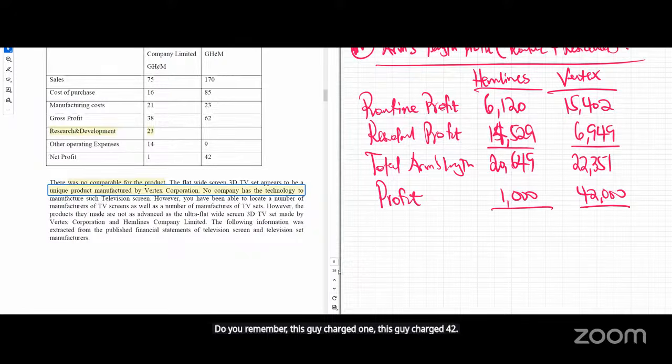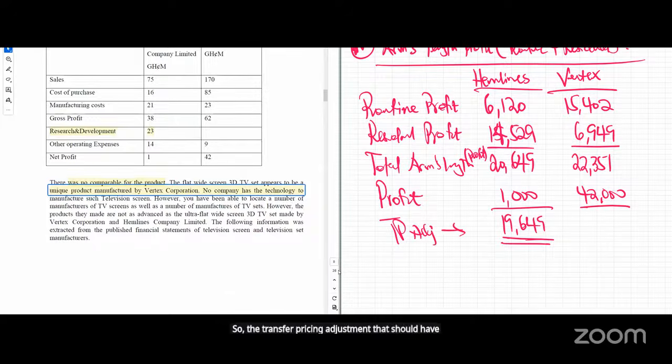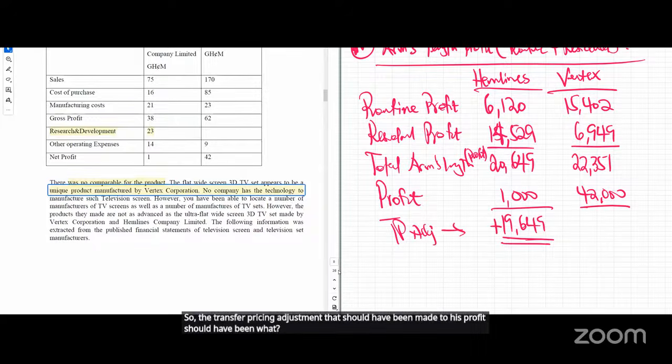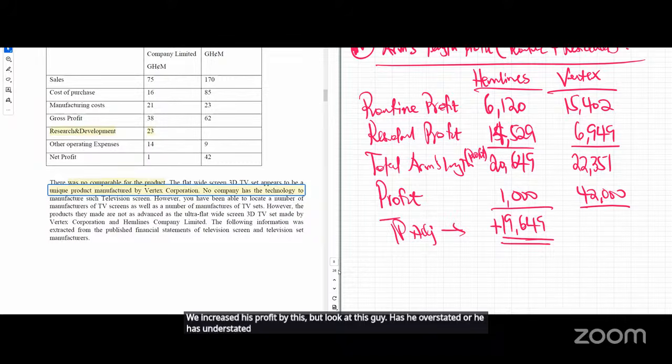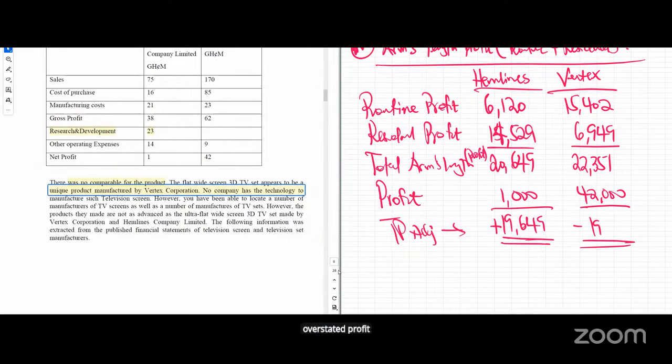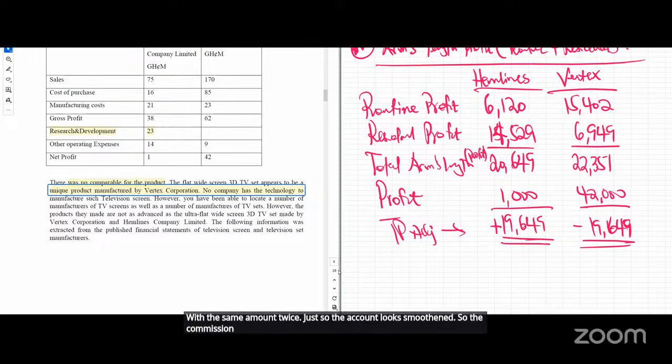So this guy, has he overstated or understated profit? This should have been an arm's length profit. Understated. He has understated profit by 19,649. So the transfer pricing adjustment that should have been made to his profit is that we increase his profit by this. But look at this guy. Has he overstated or understated? Overstated profit by the same 19,649. So it's like they have adjusted the group account with the same amount twice, just so the account looks smoothened. So the commissioner will pass 19,649 to their account.